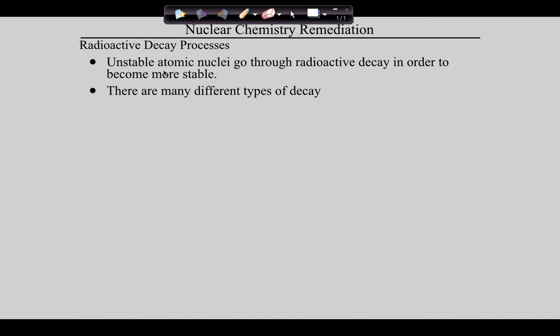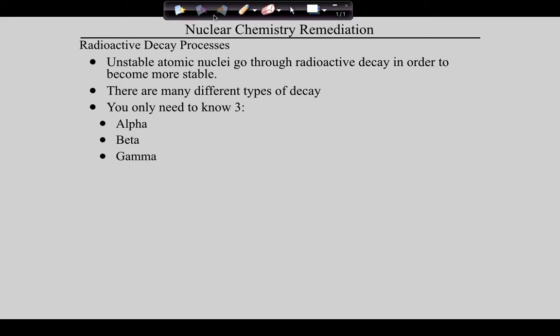What you'll find is that there are actually many different types of decay, probably a dozen or more. Of these, you only need to know three. You need to know alpha decay, beta decay, and gamma decay. And we are actually going to talk first about gamma decay because it is the one that is not a particle and therefore the one that you need to know the least about.